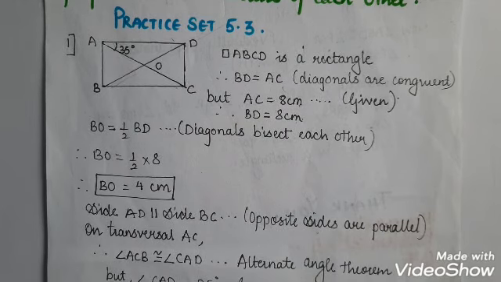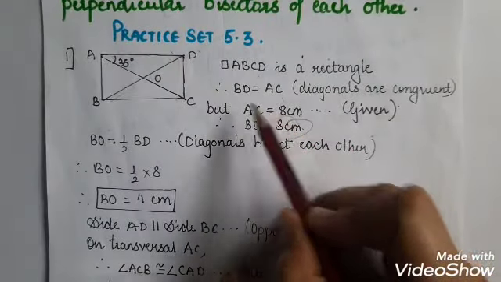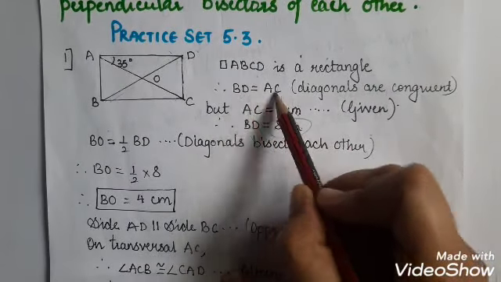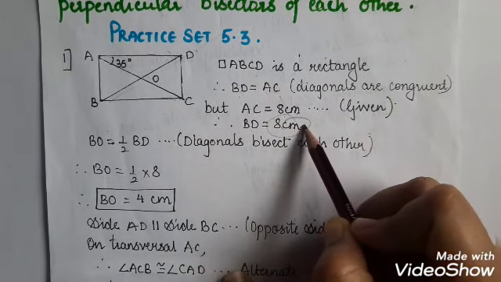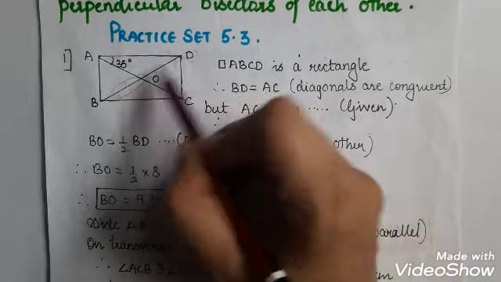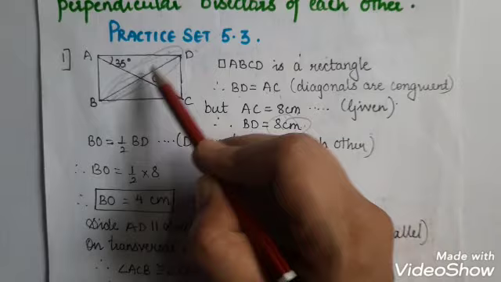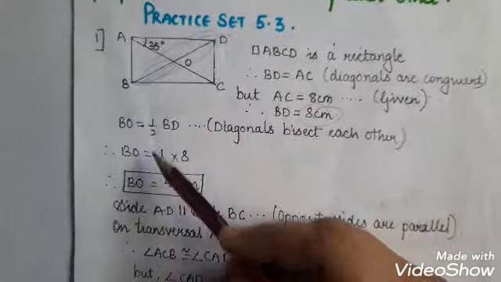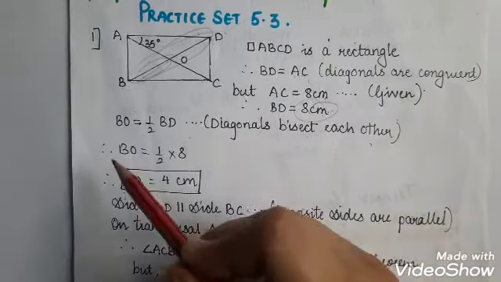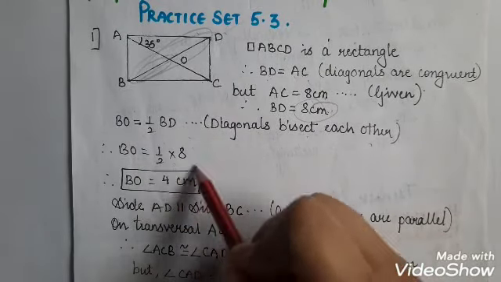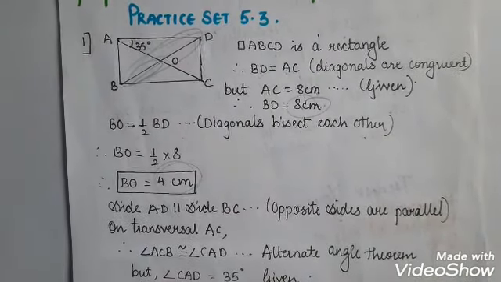So first we'll find BO. We know BD is 8 centimeter. Why? Because AC is 8. AC and BD are equal, diagonals are congruent, so ultimately BD is also 8 centimeter. Now, BO lies in diagonal BD. That means BO is half of BD, because diagonals bisect each other. So BO is half of 8, which is equal to 4 centimeter. So you get the value of BO as 4.